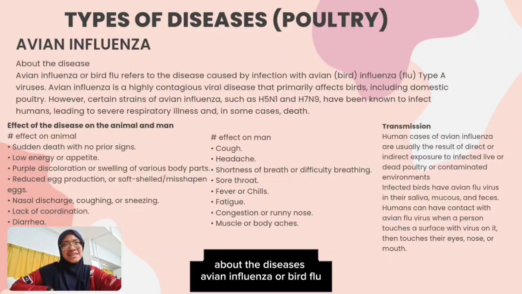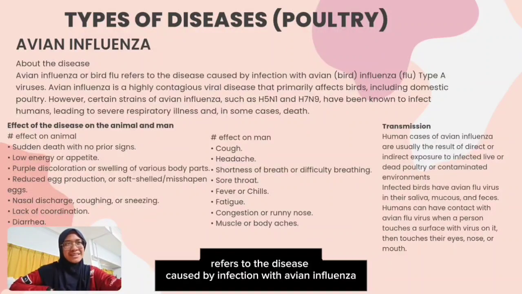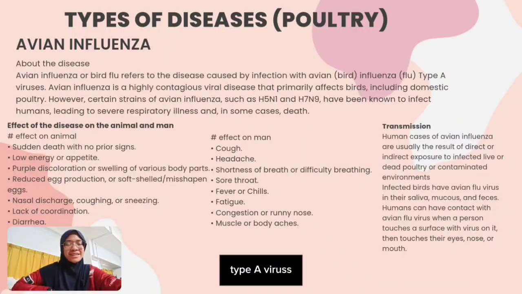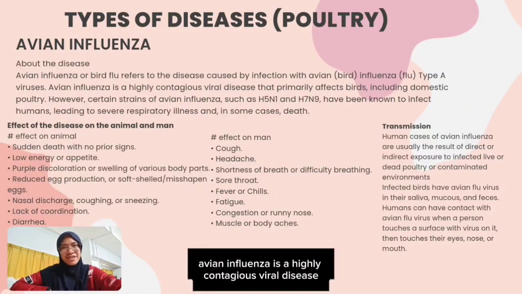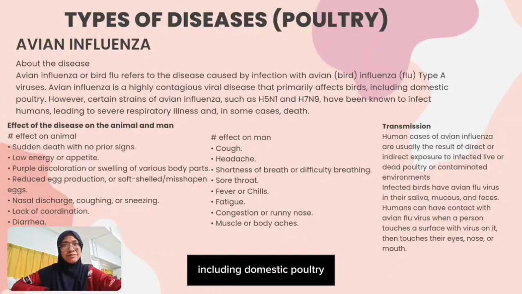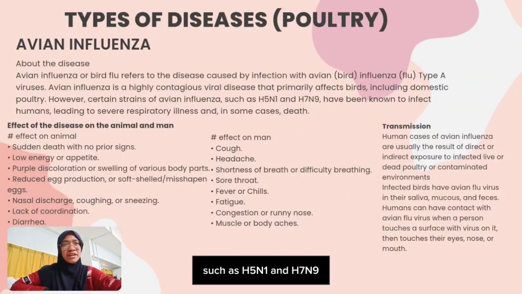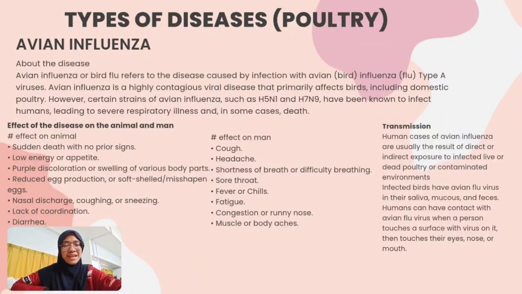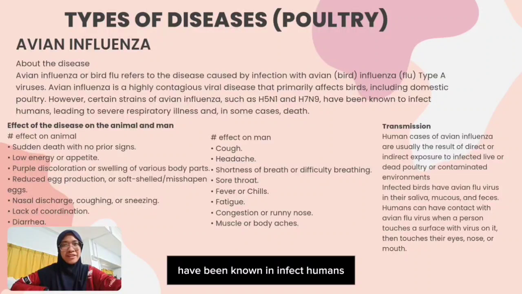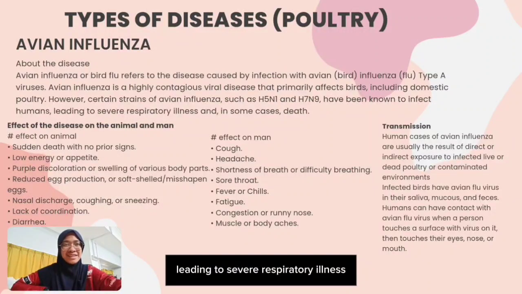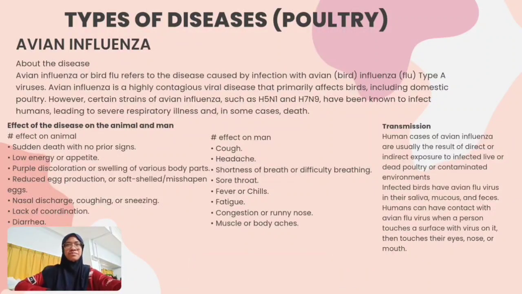About the disease, avian influenza or bird flu refers to the disease caused by infection with avian influenza type A viruses. Avian influenza is a highly contagious viral disease that primarily affects birds, including domestic poultry. However, certain strains of avian influenza, such as H5N1 and H7N9, have been known to infect humans, leading to severe respiratory illness and, in some cases, death.